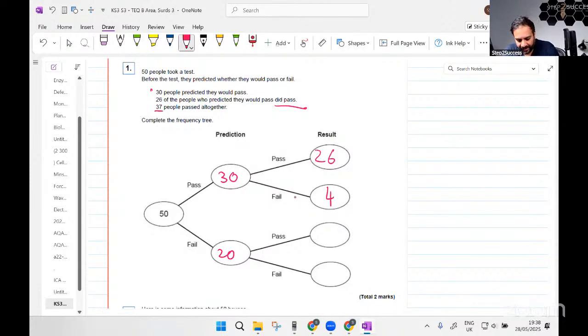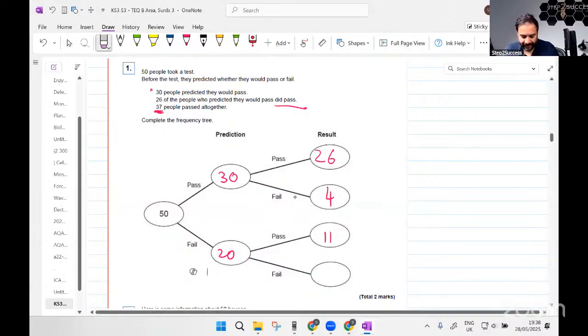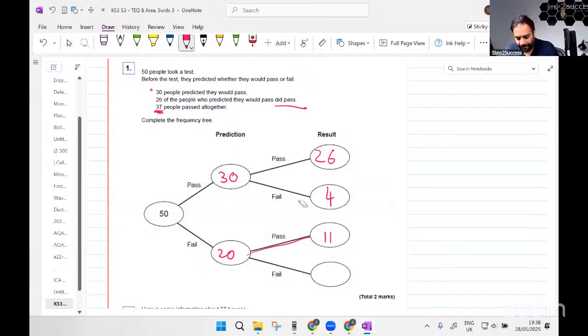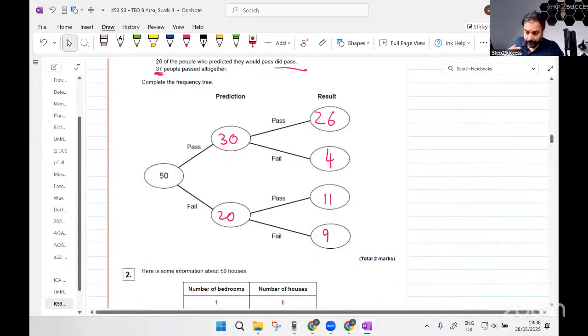Then it says 37 people passed altogether. The people who passed are in this circle and in this circle. So if that has to add up to 37, we've got 26 of them already. 11 of them must go there to make 37. And then in this final circle, because 20 people predicted that they would fail and 11 of them passed, 9 of them must have failed. So that all these numbers add up.